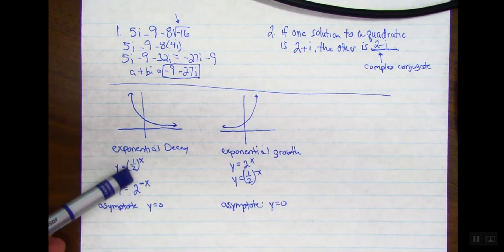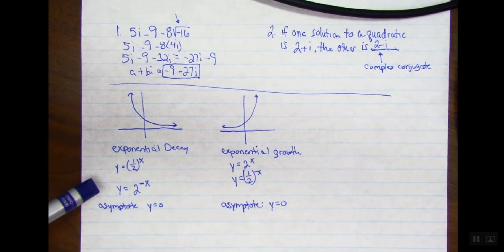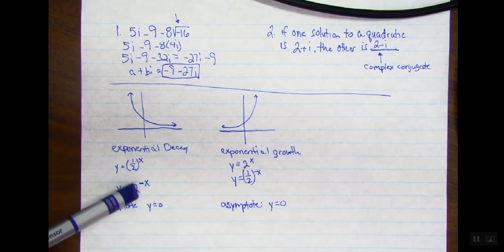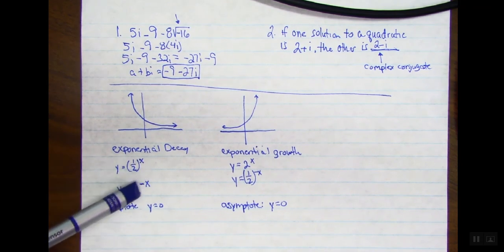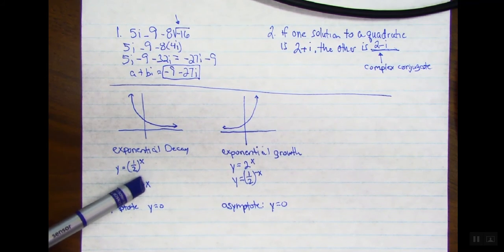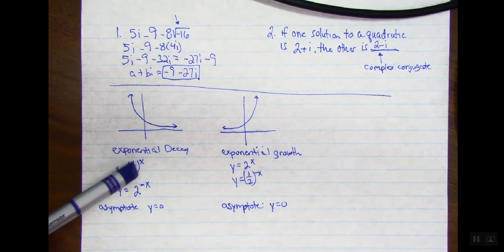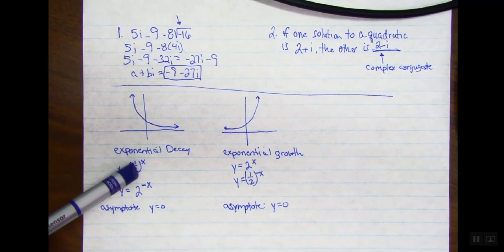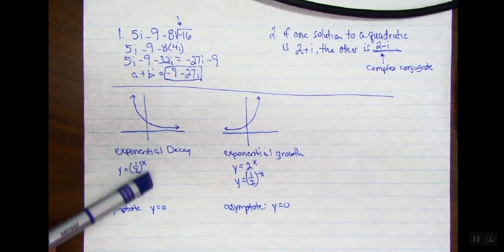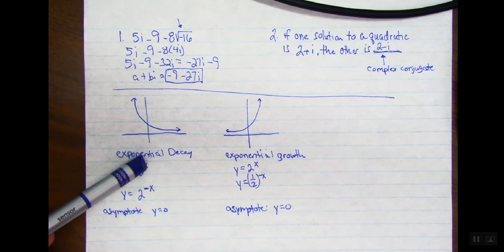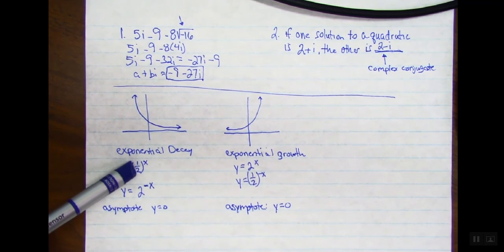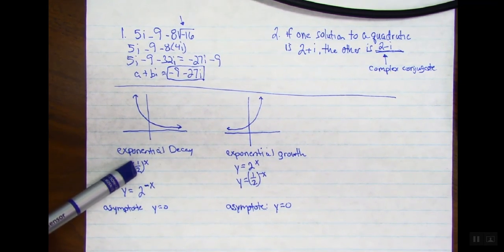What you'll come across in this assignment, though, is it could be written like this: 2 to the negative x. So this negative needs to first get changed to a positive. Then we can look at the number inside and see if it's between 0 and 1 to know if it's decay or growth. I need this exponent to be positive. This exponent's already positive, so I can look right away at the b, and it's 1/2, so it's between 0 and 1, so it's a decay.